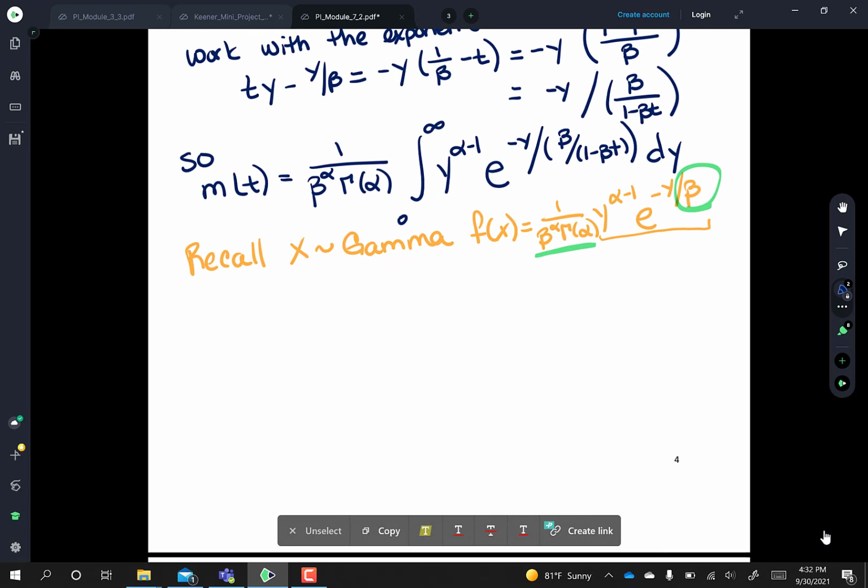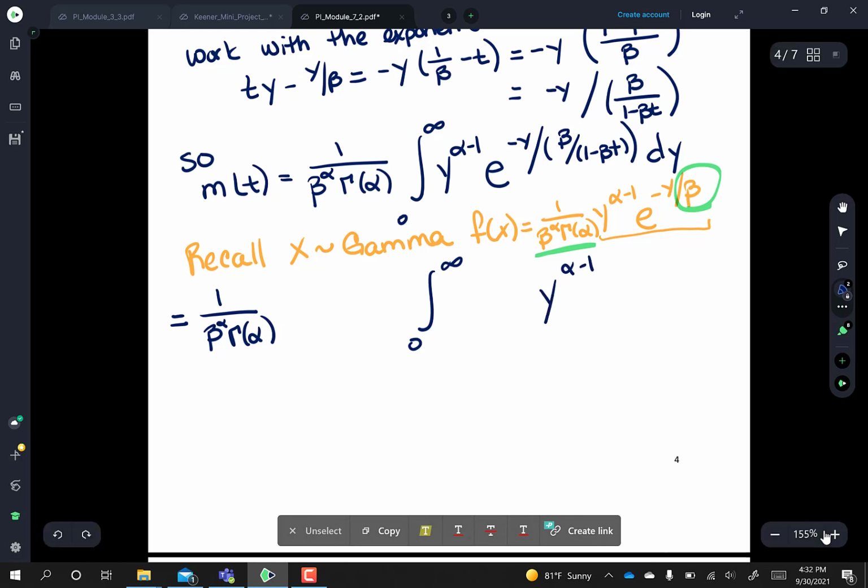So what I'm going to now have is, I'm going to say, well, this is equal to my original constant, and then I know that in order to make this thing look like a gamma, I'm going to want to multiply by something similar to this. So I'm going to leave myself just a little bit of space. I'm going to rewrite, now there's my integral. I've got y to the alpha minus 1 e to the negative y divided by beta divided by 1 minus beta t.